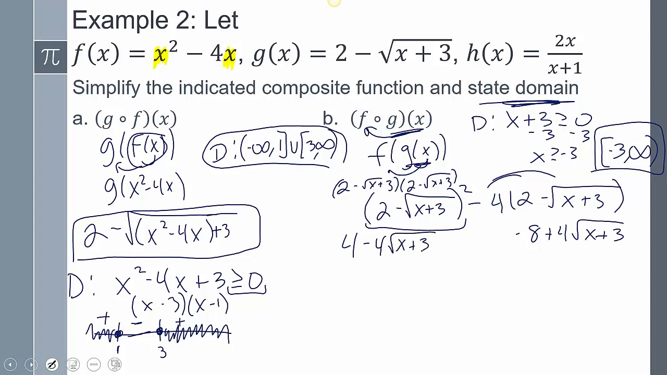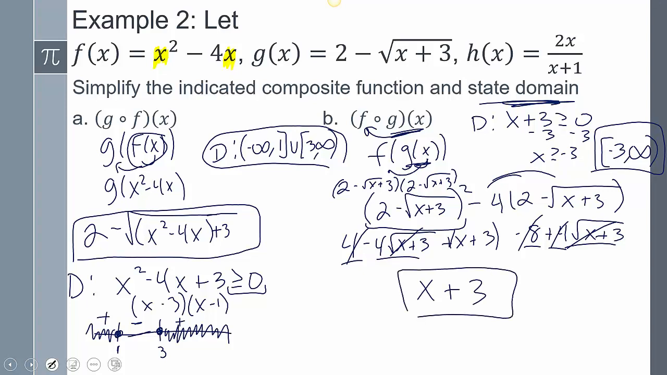And then last, so that's going to be plus x plus 3 in parentheses, because the square roots are the same, and so those are going to cancel out. So now seeing how things combine together, I have a negative 4 square root of x plus 3 and a positive 4 square root of x plus 3, so those are going to cancel out. And then I have a 4 and a positive 4, so that's 8, and then I have a minus 8, so those are going to cancel out. And so I'm just left with x plus 3. And so that would be my answer for B.